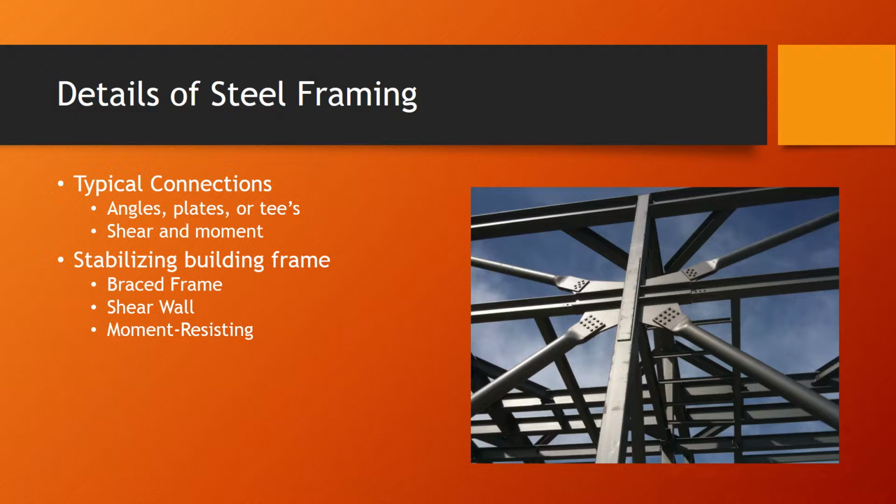Shear walls are stiff walls made of concrete, steel, or reinforced concrete masonry. They act much like diagonal bracing. Moment-resisting frames rely on stronger moment connections between beams and columns. They do not rely on diagonal bracing or shear walls. Tall buildings use arrangements of these stabilizers.